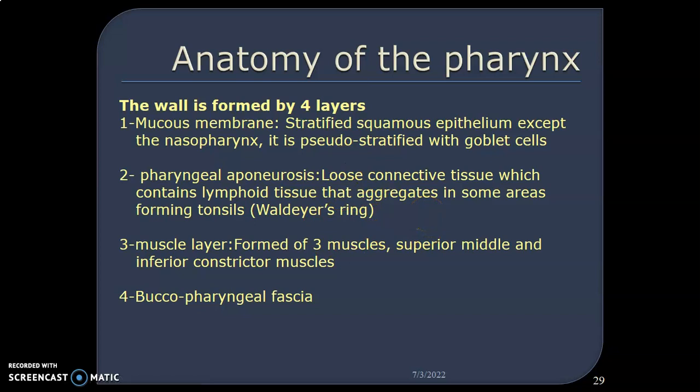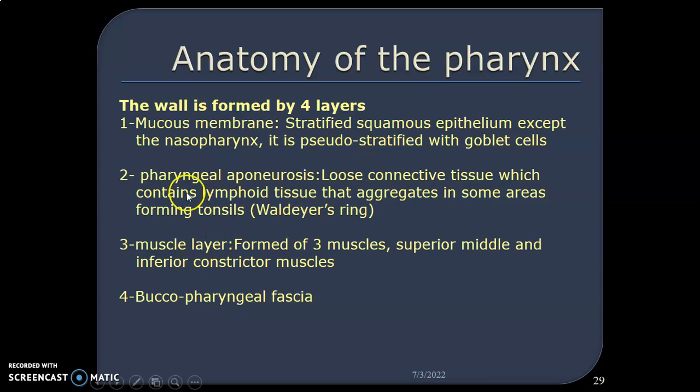Waldeyer's ring is a collection of lymphoid follicles around the opening of the oral cavity. Towards the nasal aspect, you have your adenoid tonsil. At the tongue, you have the lingual tonsils. At the sides, you have your tubal and palatine tonsils. So those form the Waldeyer's ring. You need to go to the internet and look at Waldeyer's ring and see the arrangement of these structures. The adenoid tonsil is posterior, tubal tonsils posterolateral, palatine tonsils anterolateral, and the lingual tonsils anterior.